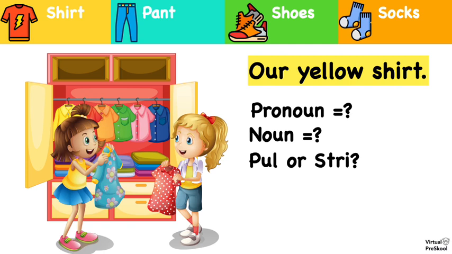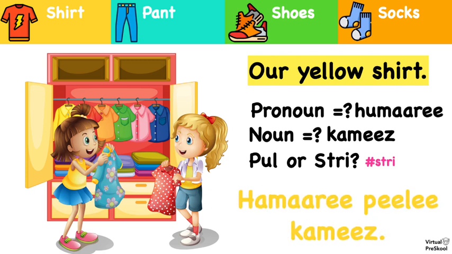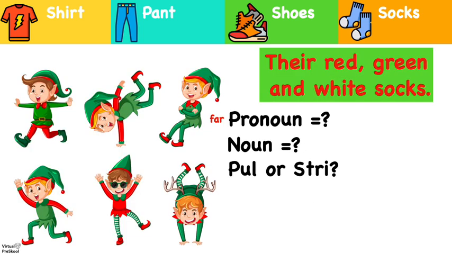Let's do our yellow shirt. What's the noun? Shirt. How do we say that in Hindi? Kameez. Is it pull or stri? Stri. What form of the pronoun our would be the correct one to use? Hamara, hamari, or hamare. This one would be hamari. So, to put it together, it would be hamari pili kameez.